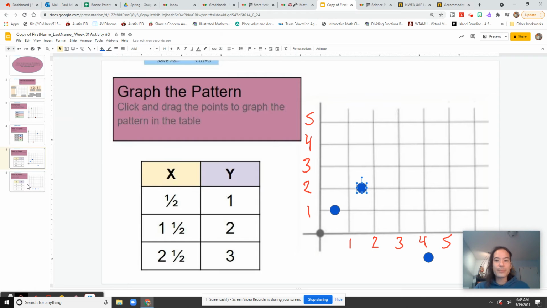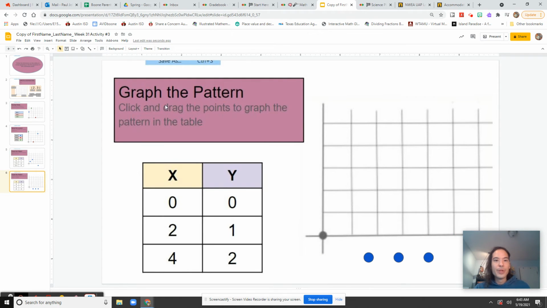All right, and finally, last page. Graph the pattern, same thing. We're going to start with 0, 0. That is our origin. So this one's cool. We just get to plop it on the origin. The next one, 2, 1. Remember, we're just going to use a scale of 1 on this.